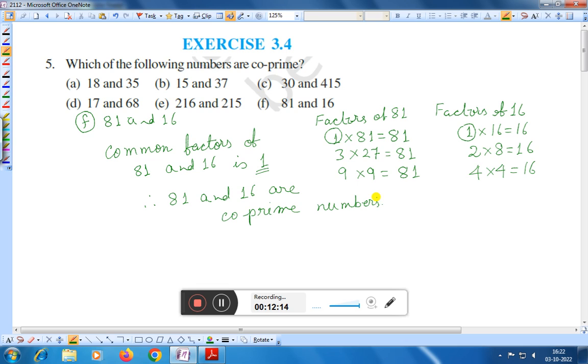In this way, we have to solve all the problems. First of all, we have to find the factors of 81: 1 into 81, 3 into 27, and 9 into 9. And factors of 16: 1 into 16, 2 into 8, and 4 into 4. We find that the common factor is only 1. If there is a common factor as 1 between two numbers, then the numbers are said to be co-prime. Therefore, 81 and 16 are co-prime numbers.